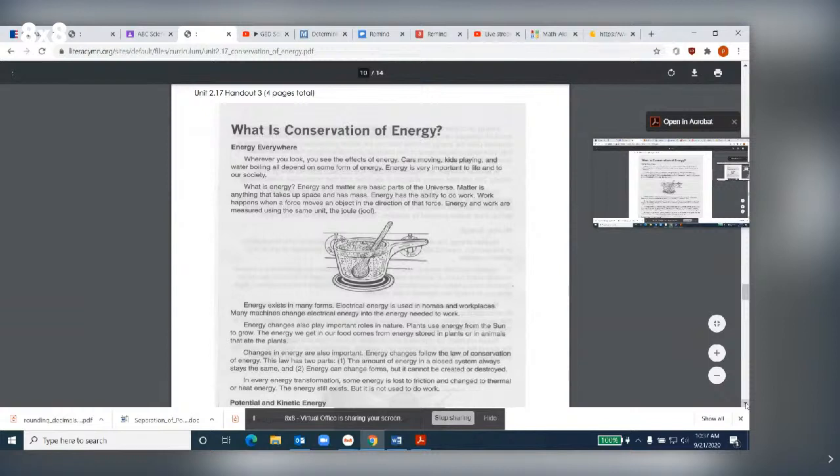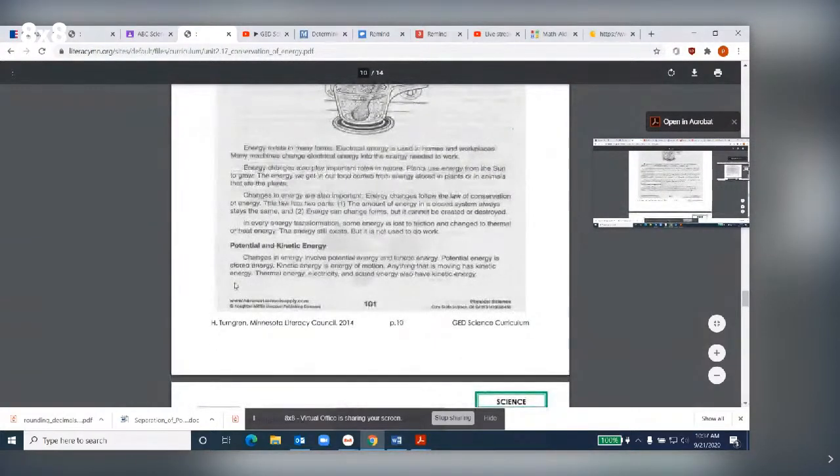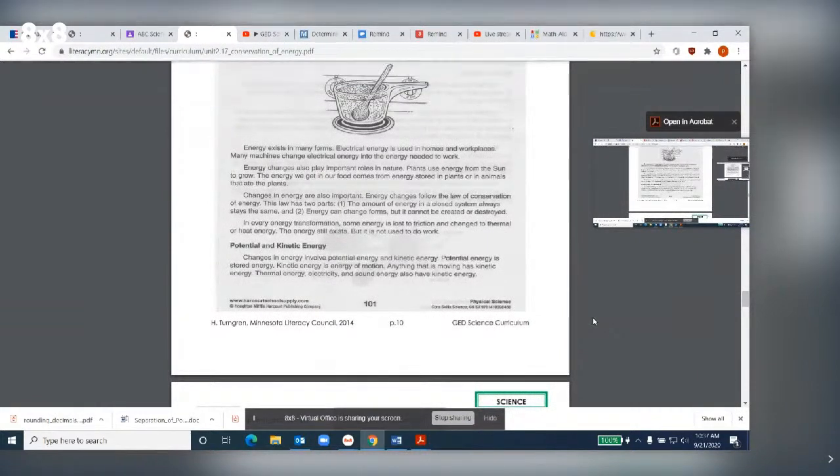In every energy transformation, some energy is lost to friction or changed to thermal or heat energy. The energy still exists, but is not used to do work. Okay, so here are two types of energy, potential and kinetic energy. Changes in energy involve potential energy and kinetic energy. Potential energy is stored energy. Kinetic energy is the energy of motion. Anything that is moving has kinetic energy. Thermal, electrical, and sound energy also have kinetic energy.